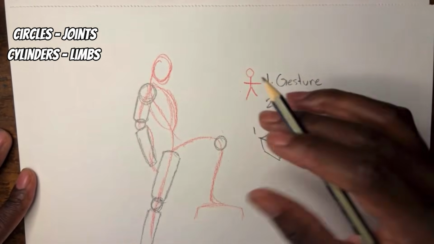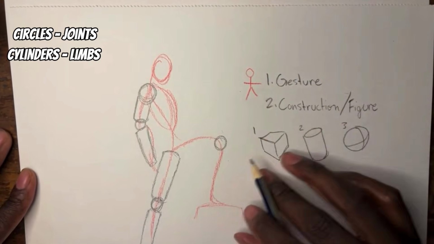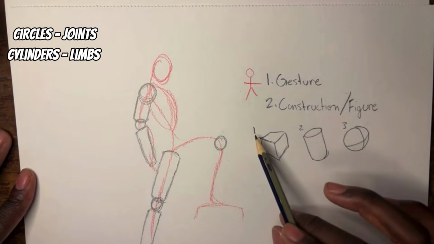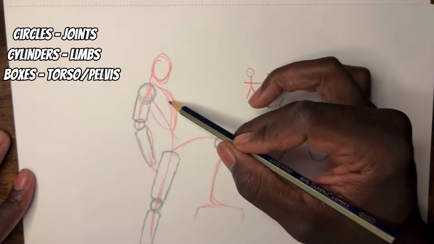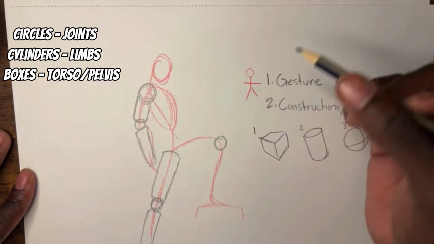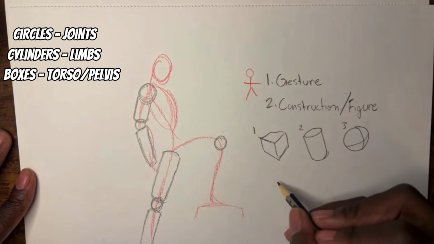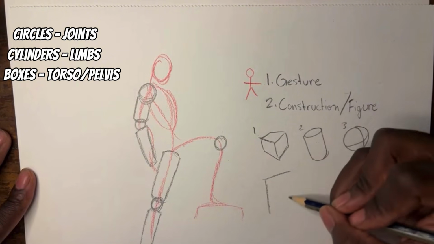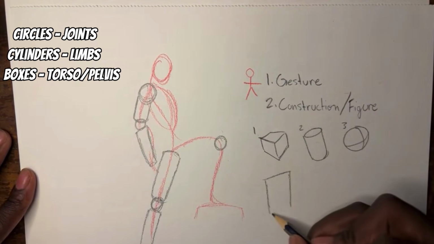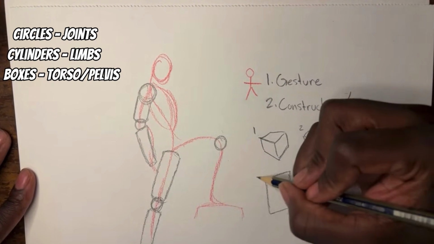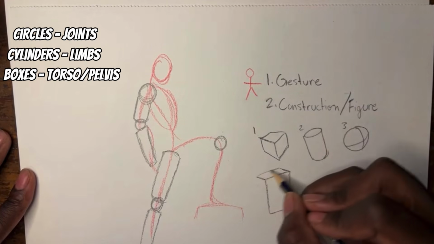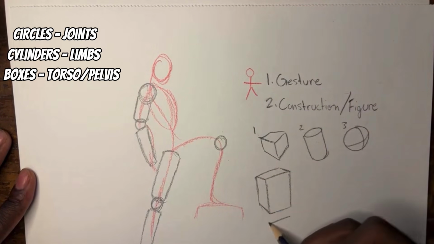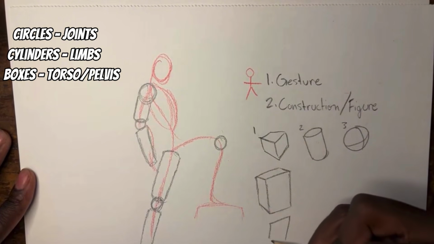And I should have said this first, so I did number these. So let me do them in order here. Number 1 is boxes. So the torso and the pelvis are essentially 2 boxes connected. And once you see this, it makes drawing the torso so much easier. But we will talk about that in a later lesson. Right now I want to show you how this all comes together.